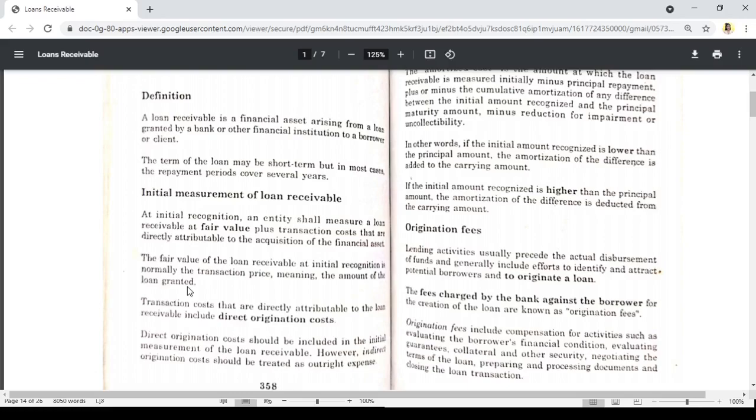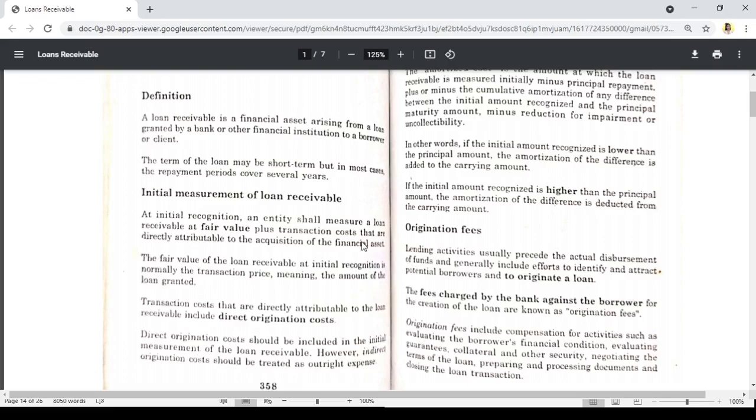Transaction costs in the case of loan receivable are those that are directly attributable to the loan receivable, and that would include direct origination costs. Direct origination costs should be included in the initial measurement of the loan receivable. However, indirect origination costs should be treated as outright expense. So take note that the initial measurement of our loan receivable is fair value plus transaction cost. That would mean our transaction price plus the direct origination cost.